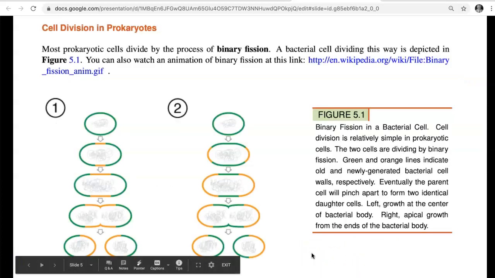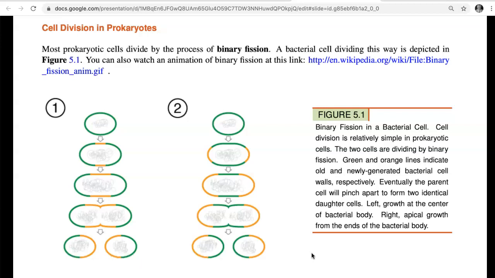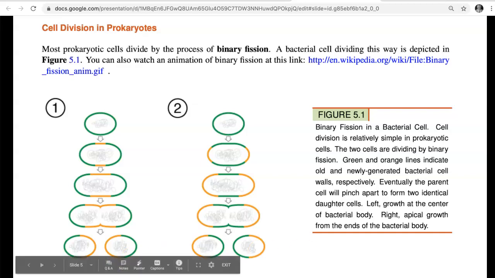When prokaryote cells divide, it's referred to as binary fission. So if you take a look at these two diagrams, this is binary fission in a bacteria cell. And read through that, and you'll be able to understand that it's a much simpler process than what you're going to see in a few more slides.